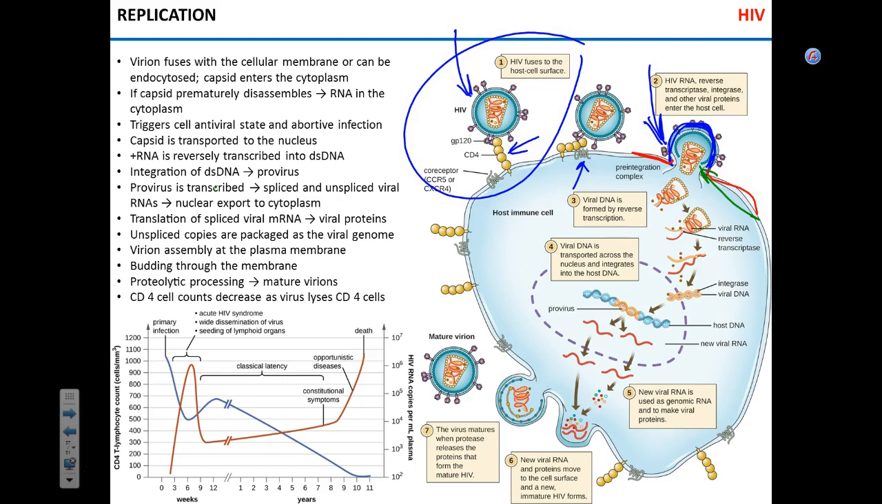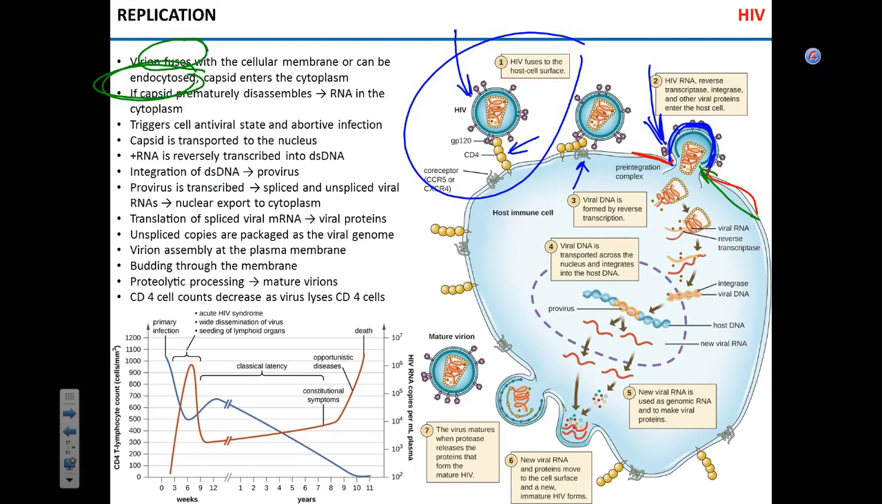Now, second way is endocytosis. So either fuse or endocytose, one or another. Actually, the evidence for endocytosis of HIV was shown practically like several years ago. Before that, everybody thought it was fusion. So what happens next? So capsid is in the cytoplasm.